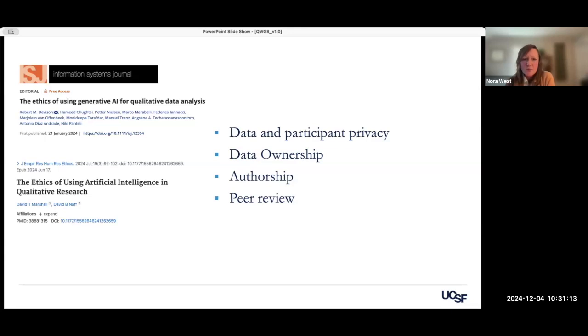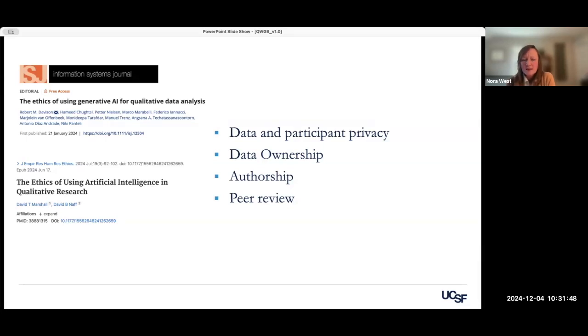Similarly with data ownership, like if you're putting things into, and again, on the right, I suppose, on your screen, there are some really good papers that have been recently published around the ethics of using AI in qualitative research, and they bring up a lot of these topics. And also authorship and peer review. I think in particular, peer review is one that I have thought quite a lot about and would be curious to discuss with this group.